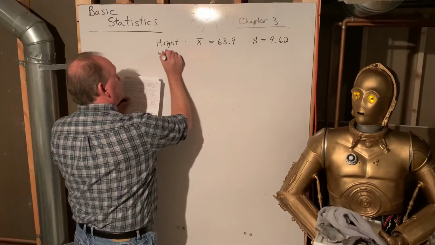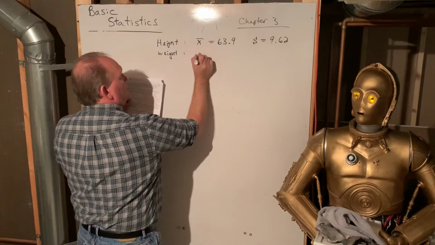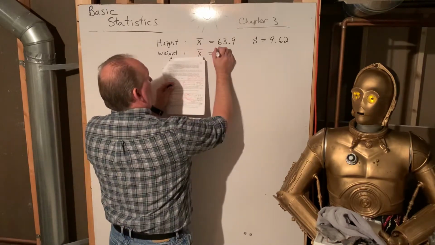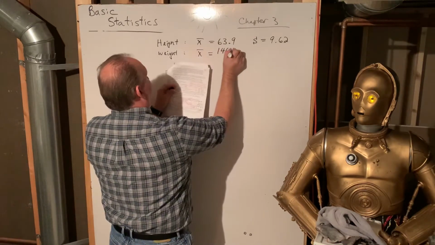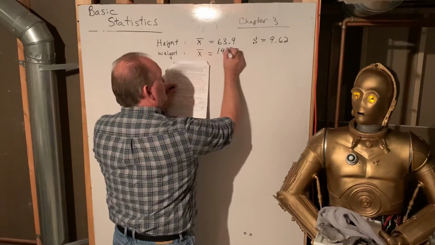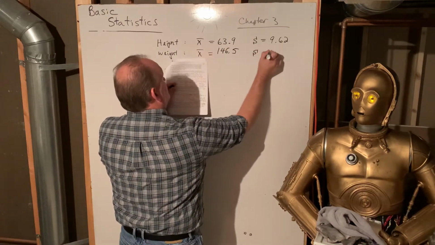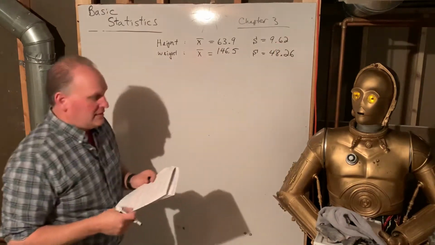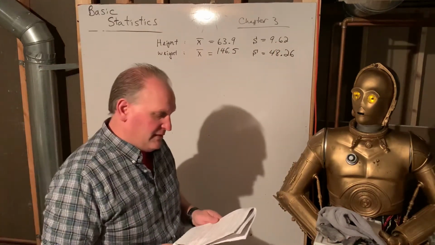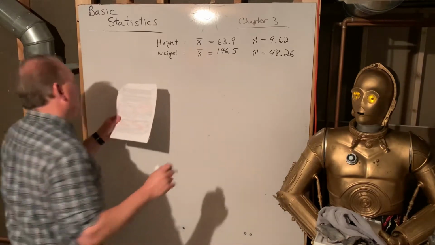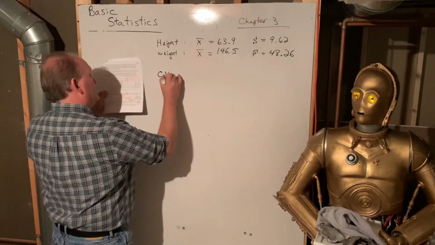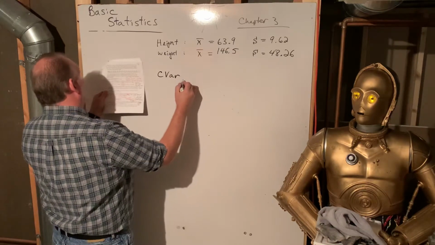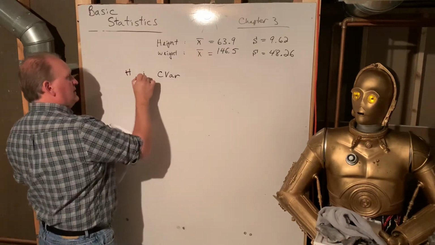For weight, X bar, that's just adding them all up, dividing by how many there are. 146.5 for the weight, and the standard deviation, 48.26. And these are rounded values. It went on past hundredths place. We rounded to hundredths.